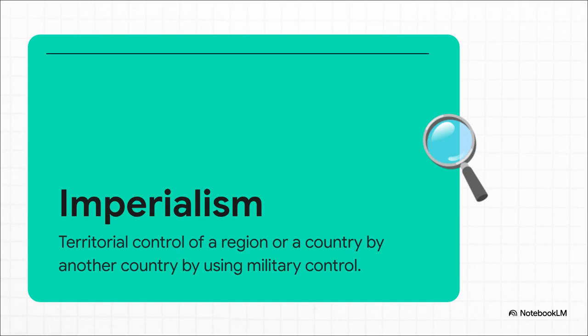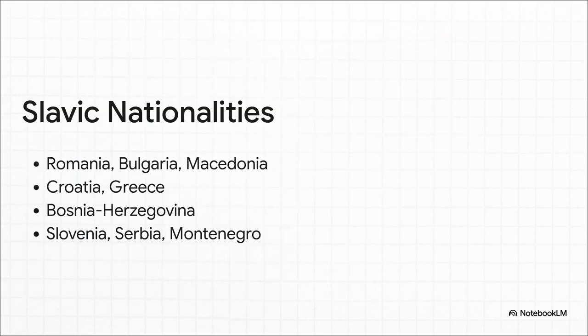Once these newly formed European nations solidified their own borders, they immediately became jealous and competitive. They stopped looking inward at unity and started looking outward, seeking to dominate others globally, and even right in their own backyards. This explosive tension reached an absolute boiling point in the Balkan region. As the old Ottoman Empire started disintegrating, Slavic nationalities broke away in this rapid, chaotic fracture. Just look at this list: Romania, Bulgaria, Macedonia, Croatia, Greece, Bosnia-Herzegovina, Slovenia, Serbia, and Montenegro. The entire region became a massive geopolitical powder keg.